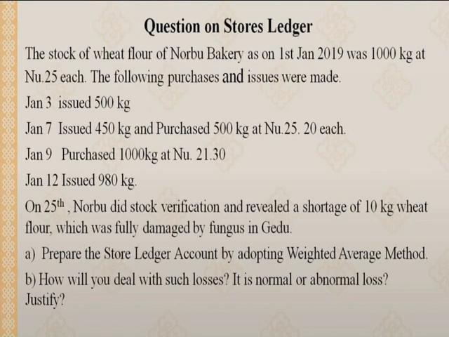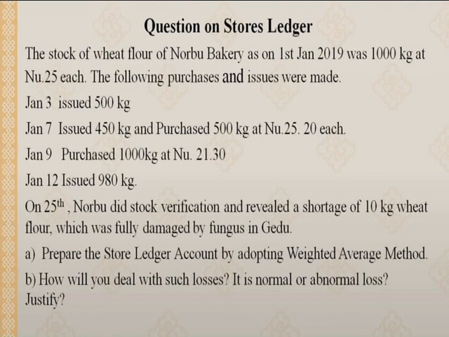And the questions here: number 1, prepare store ledger account by adopting the weighted average method, and number 2, how will you deal with such losses, and is it normal or abnormal loss, justify. Before we look at the practical problem here, let me take you through the concept of loss of materials. Under loss of materials, basically we have two kinds: normal loss and abnormal loss, and the loss which we have come across in this question can be justified both as normal as well as abnormal.